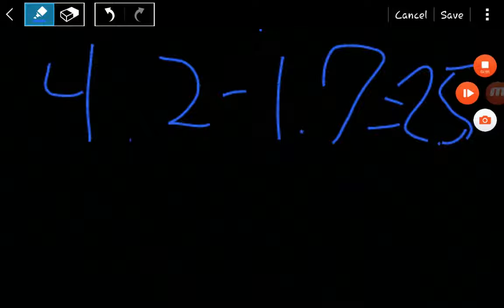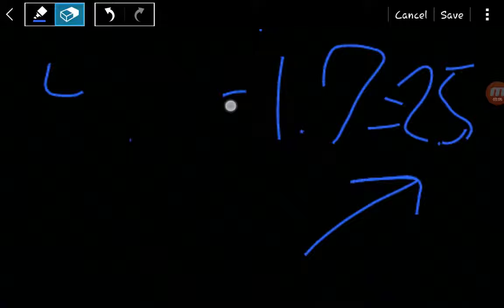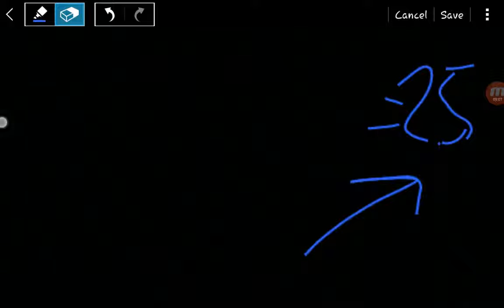So now we will give this new number, the difference, the same sign as the greater absolute value. So remembering back to our thing on absolute values, the greater absolute value was negative 4.2. So the sign of the result will be negative. So the answer is negative 2.5. Alright, let's do another example.